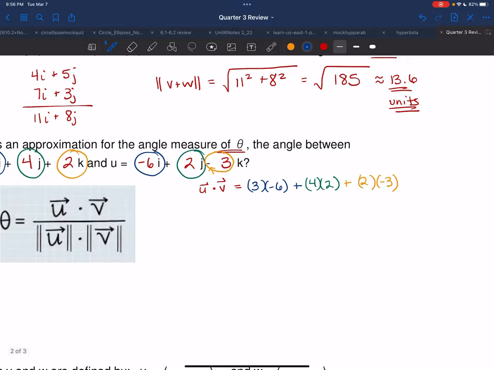So u dot v is going to be equal to negative 18 plus 8 minus 6. So that value is negative 16. So u dot v is equal to negative 16. Now we need to figure out the magnitude of u and the magnitude of v, and then we're going to multiply. This is a multiplication.